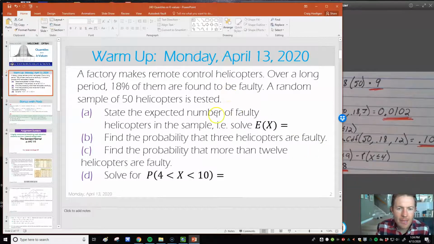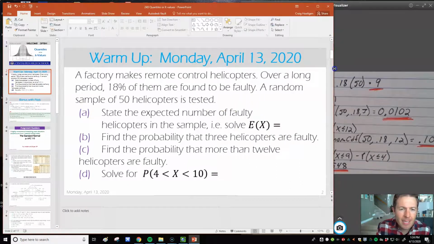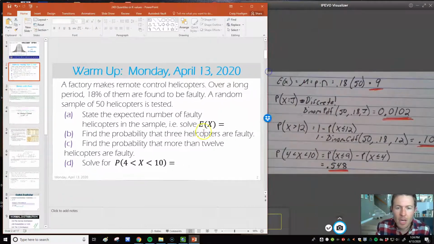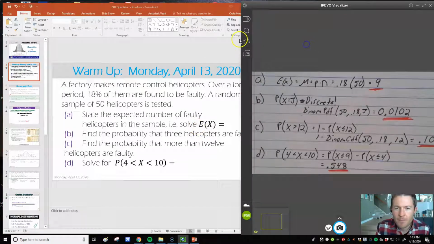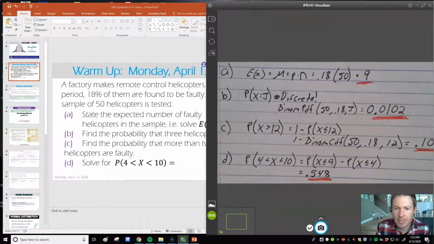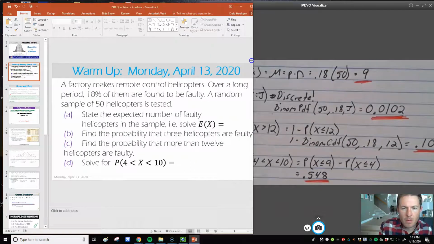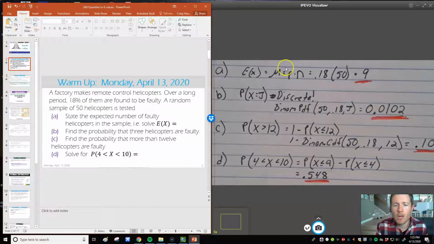All right, let's go ahead and have a conversation on this. State the expected number of faulty helicopters in the sample. We're looking for E of X. Remember, E of X is just mu, which is the same as the probability times N. So the probability of being faulty, 0.18 times 50, and we'd expect 9 there.